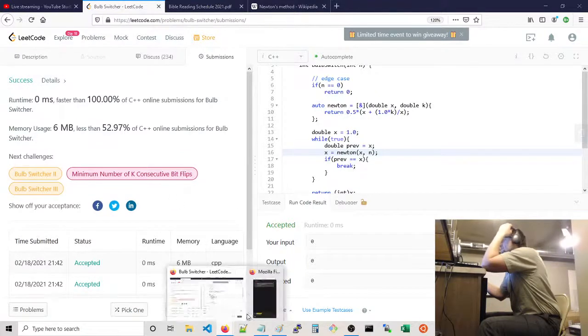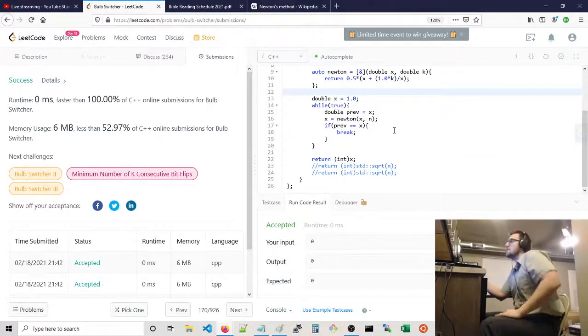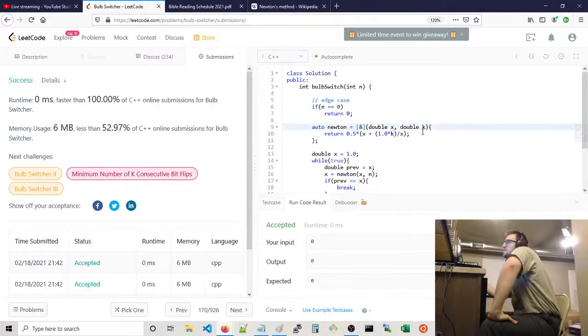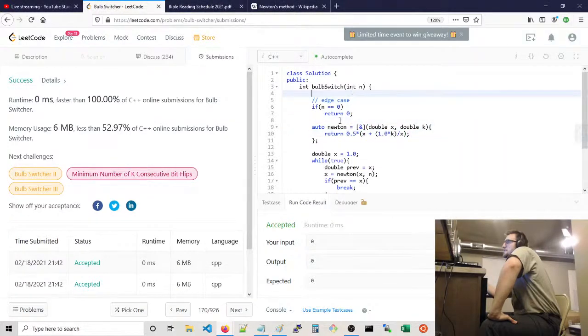So yeah, I feel like a smart guy realizing what the question's asking for. Probably better off using square root of n, really, actually. But this is definitely interesting.